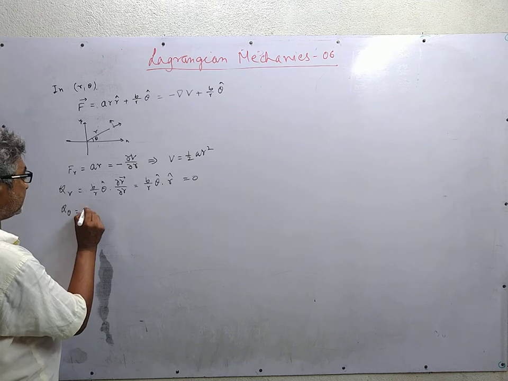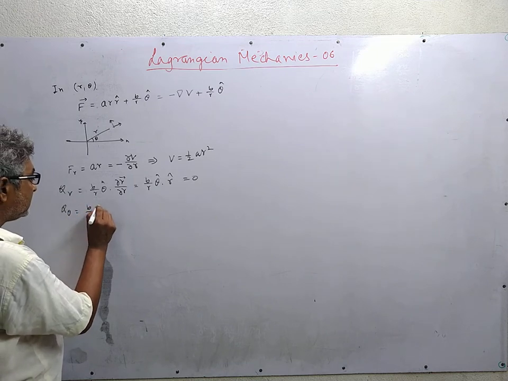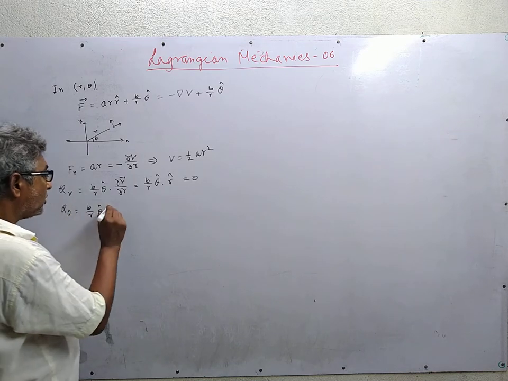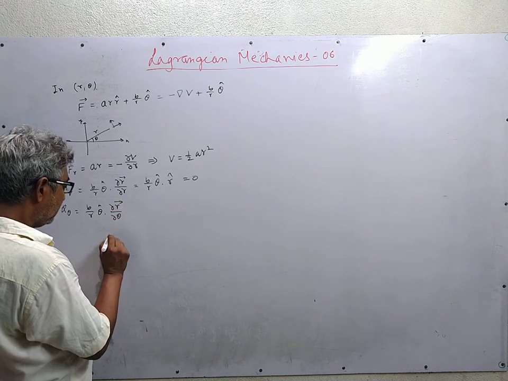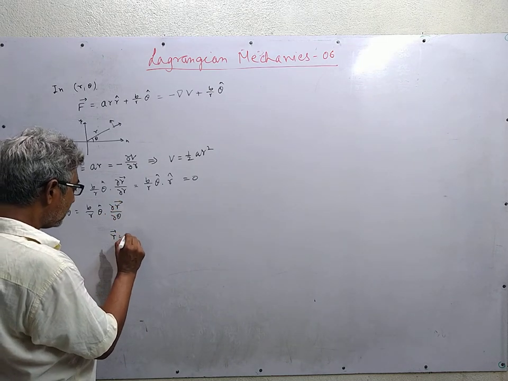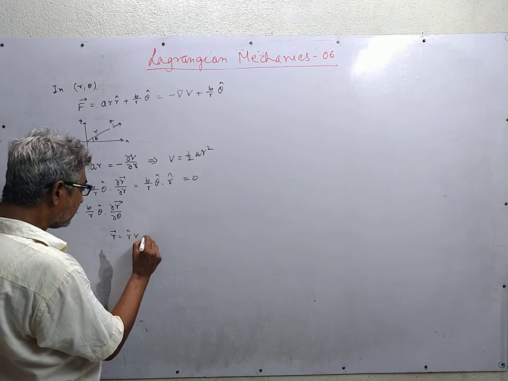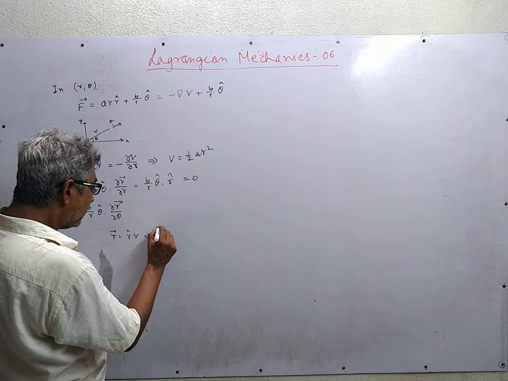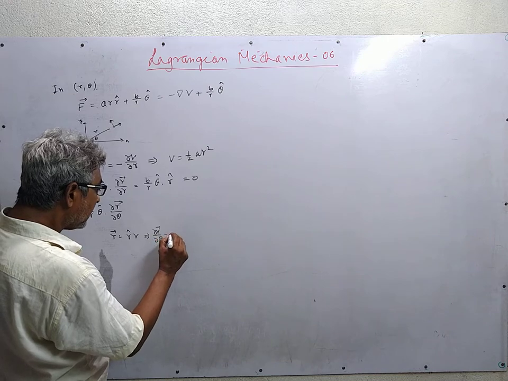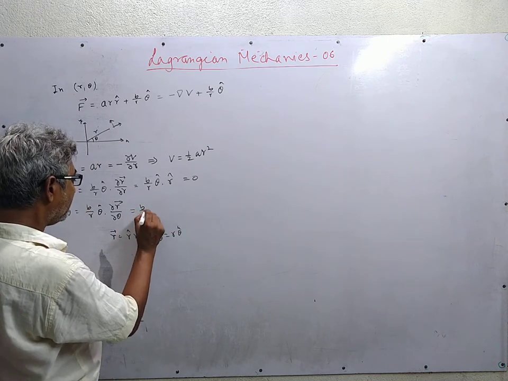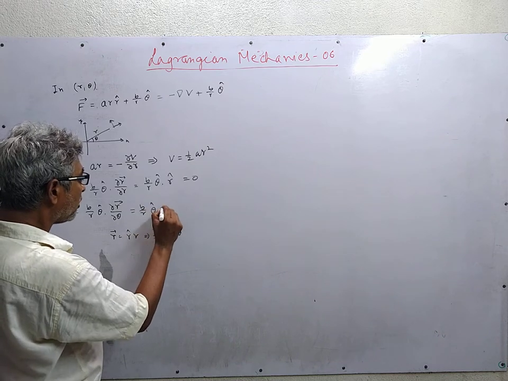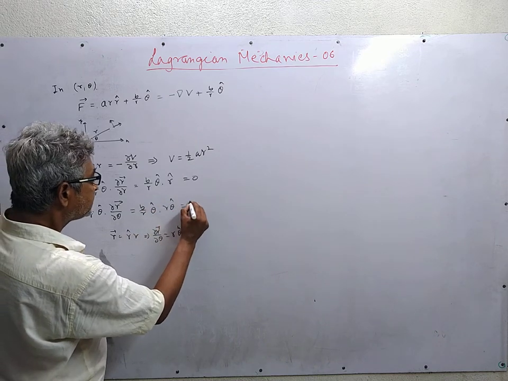So Q theta is equal to B by r theta cap dot del r del theta. Similarly, since r is equal to r cap times r, this gives you del r del theta is equal to r theta cap. So this is B by r theta cap dot r theta cap, which is simply B.